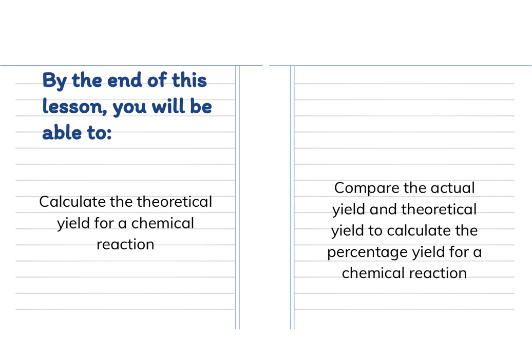Hi everyone. Today we're going to be focusing on a concept called percent yield and theoretical yield, and how we can predict how much of a product we're going to make based on the stoichiometry. So as a result of this lesson, you will be able to calculate the theoretical yield for a reaction. This will be using stoichiometry.